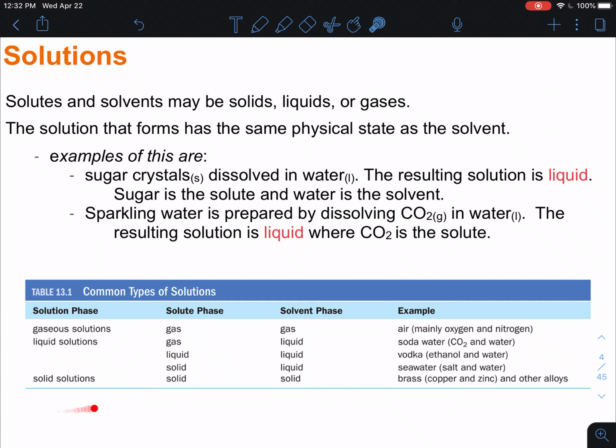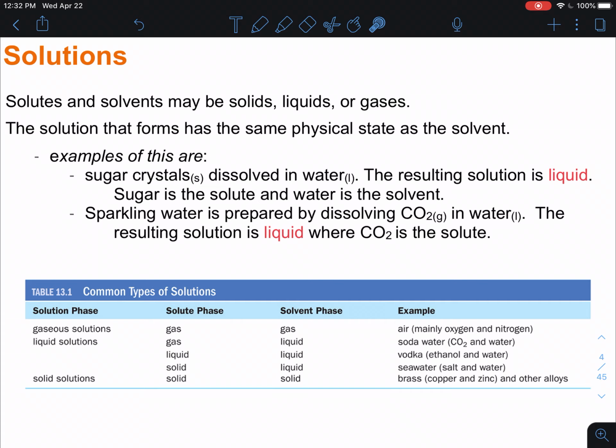So in Table 13, we have several examples of certain types of solutions. Let's first look at gaseous solutions. The solvent is going to be a gas, and the solute is also a gas. Air is a major example. We don't need to talk about what is the solvent and what is the solute for air, but just remember that air is an example of a gaseous solution.